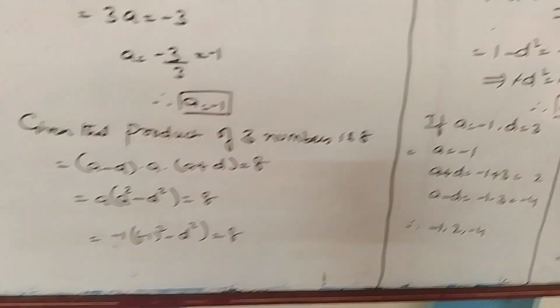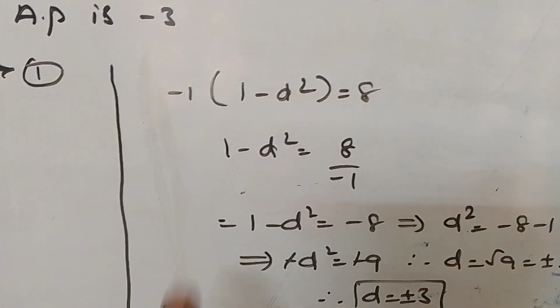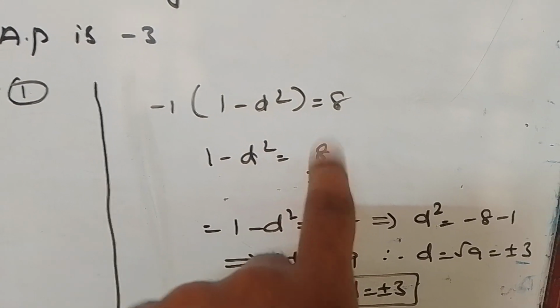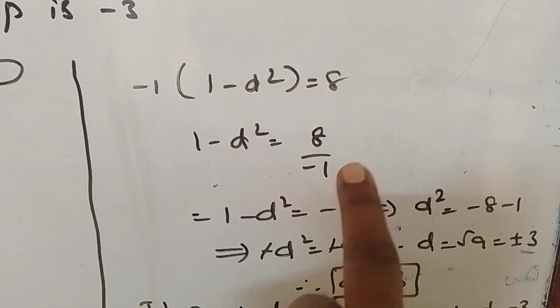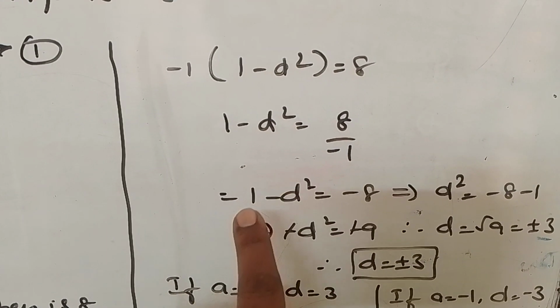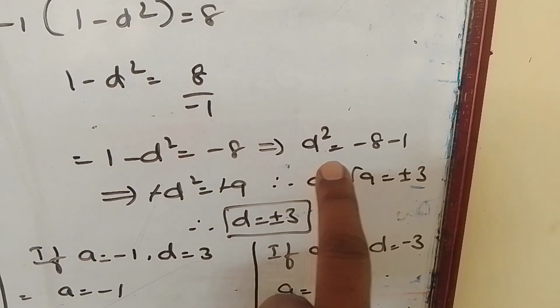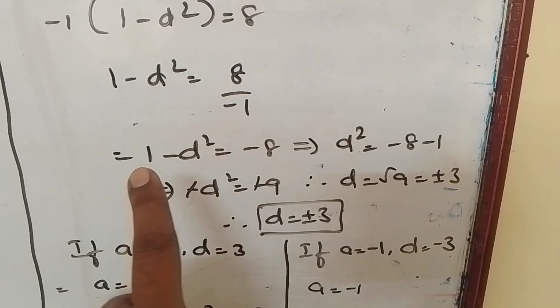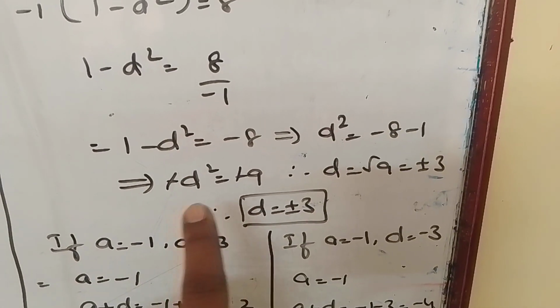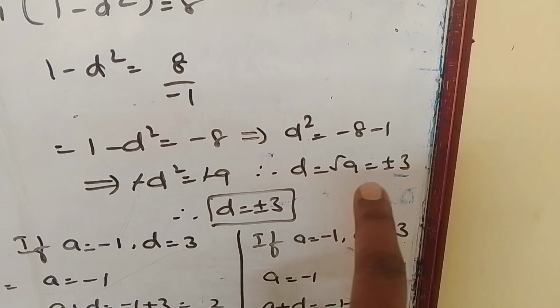We get minus 1 into 1 minus d square equal to 8. Sending this minus 1 to the RHS, it becomes minus 8. So 1 minus d square equal to minus 8. Therefore d square equal to minus 8 minus 1, sending 1 to the RHS also. Therefore d square equal to 9, d equal to plus or minus 3.